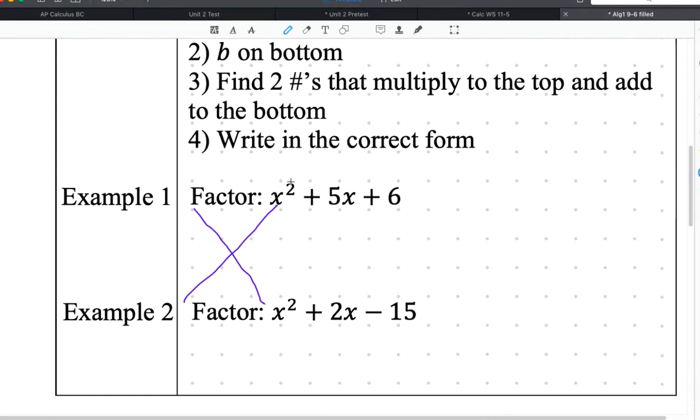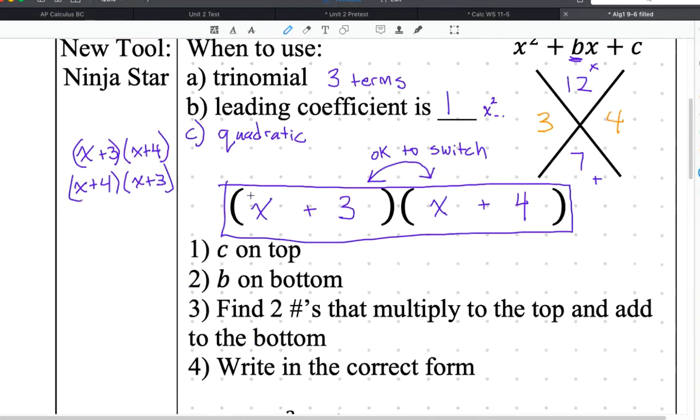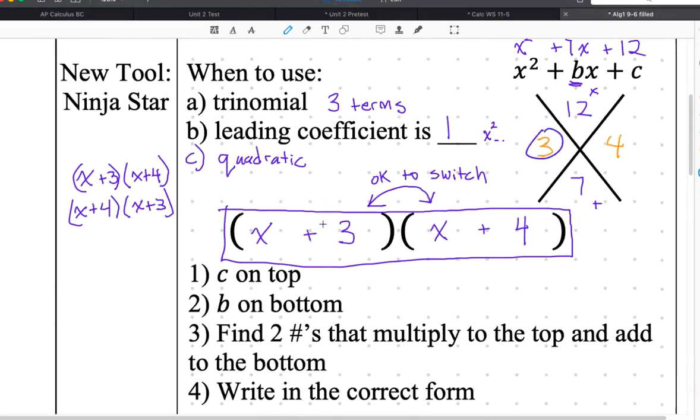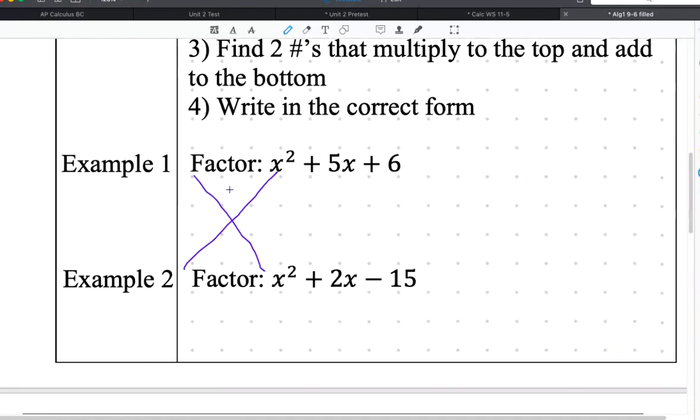Jade, yes? If it's a negative, would you write the negative symbol? Exactly, yeah. If you get a negative 3 here, you write a negative 3 right there. All right, let's do example number 1. I put 6 and 5 somewhere. Anyone remember where they go?